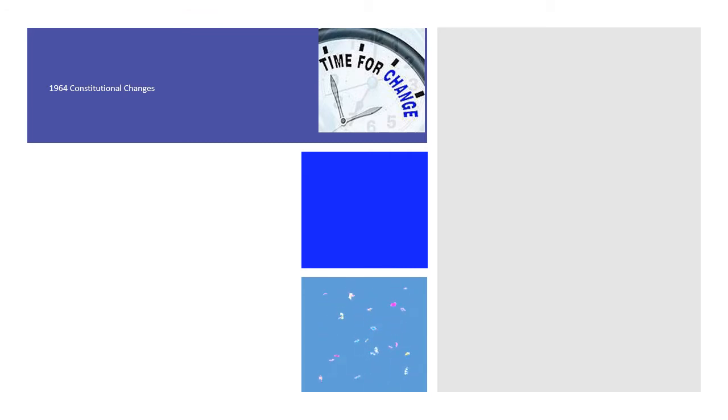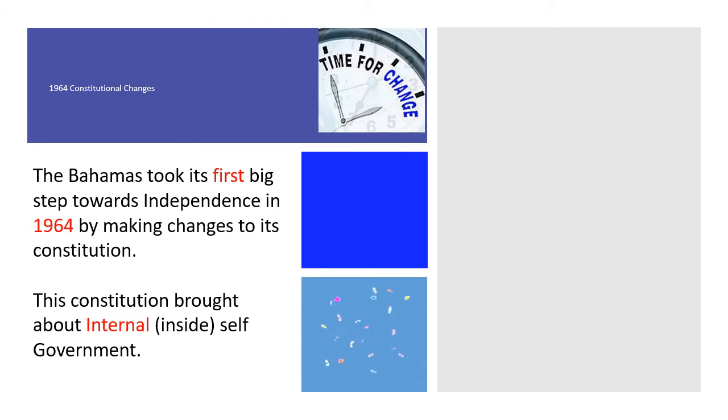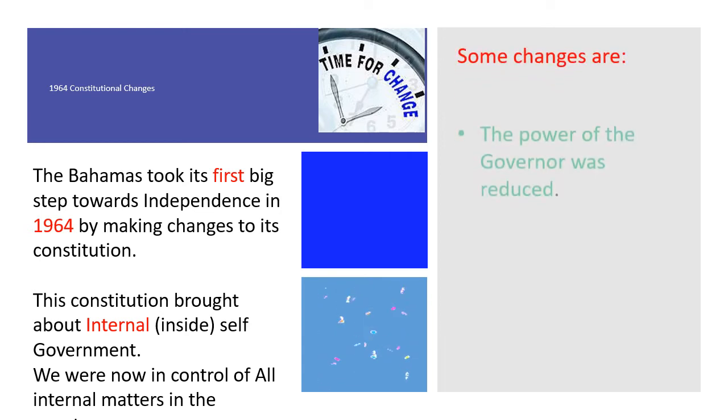In 1964, the constitutional changes were as follows. The Bahamas took its first big step towards independence in 1964 by making changes to its constitution, or its laws. This constitution brought about what was called internal, or inside, self-governance. We were now in control of all internal matters in the country, and that was established under this constitution.